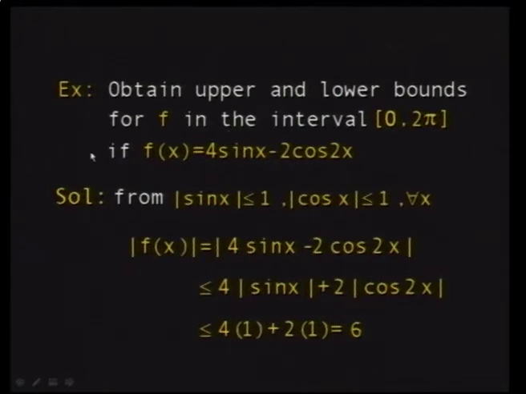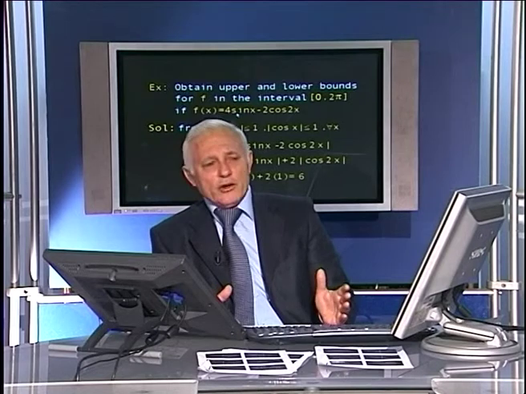Now, suppose someone asks you what the upper and lower bounds are for f in the interval from 0 to pi. They want you to obtain the maximum value and the minimum value of such an expression, 4 sine x minus 2 cosine x. How do you do this? Usually, we use absolute values to deal with situations like this.